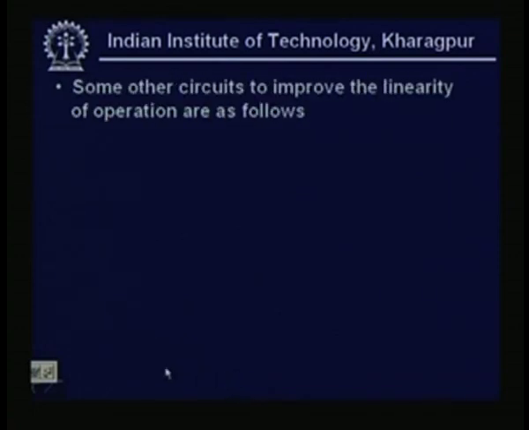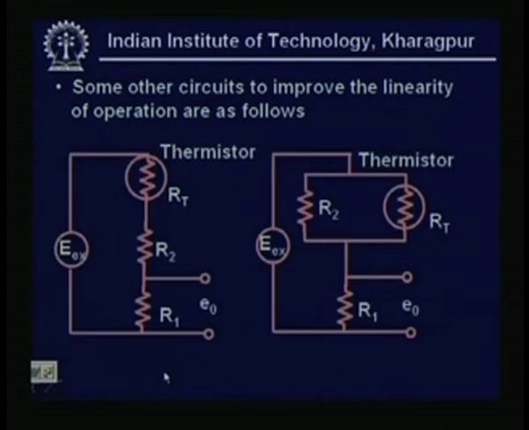Some other circuits to improve the linearity of operations are as follows. You see, some of the circuits we have shown. These are various circuits to influence the impedance, output impedance and all those things. These are the circuits we will discuss. This is a thermistor here. Instead of putting a dot, they have put a circle like this one, and this is another circuit.